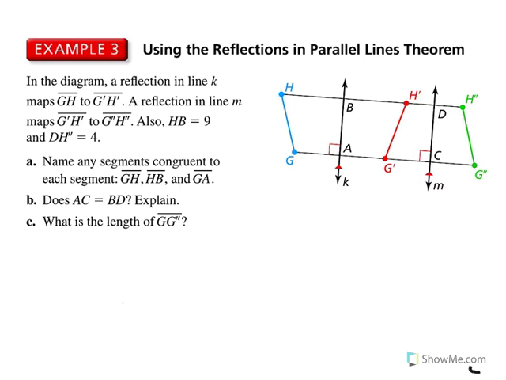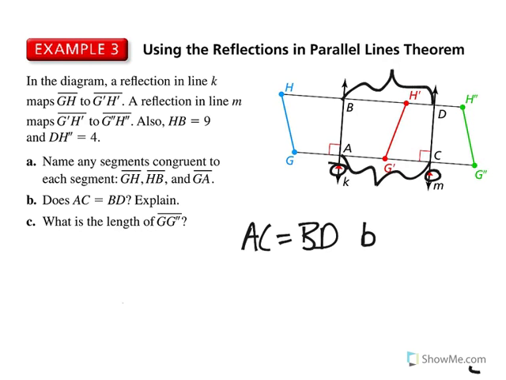Then in B, it asks us if AC is equal to BD. AC is this length here between our two parallel lines, and BD is this top portion here between our two parallel lines. Since parallel lines are always an equal distance apart, yes, AC would be equal to BD because lines K and M are parallel.